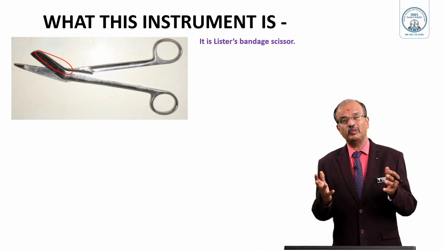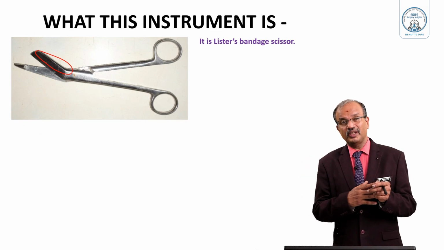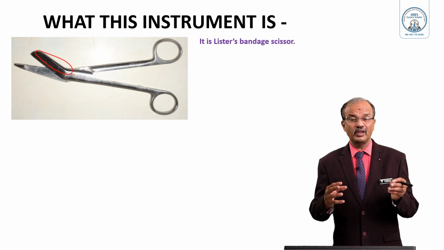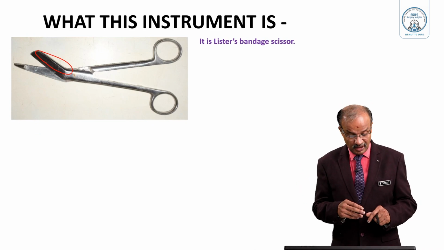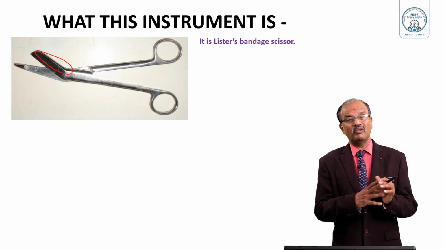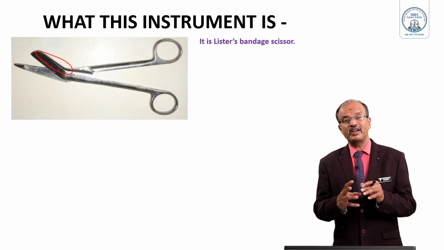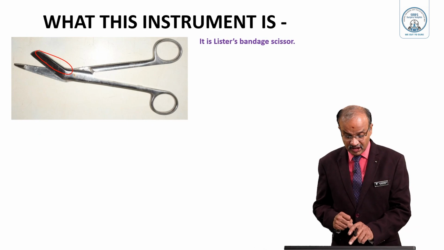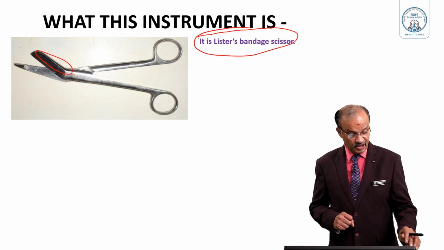In the hospital, there is a team to make bandages, dressings and other things. They use this scissor to cut the bandages, to design the bandage, make the sizes, different sized bandages. So it is a very useful instrument in the casualty, OP, surgical ward for day-to-day surgical work, especially to cut the bandage, to size the bandages and so on. This is Lister's. Most of us don't remember the name. Lister's bandage scissor it is.